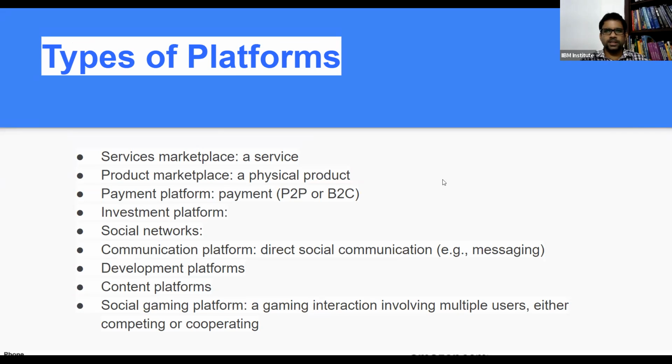Yes, Fauzi. Yes, sir. Regarding the payment platform or the intermediate platform, assume there is a supplier and there is a buyer. In between, there is a transportation platform. So we consider this third platform in between as an intermediate platform.